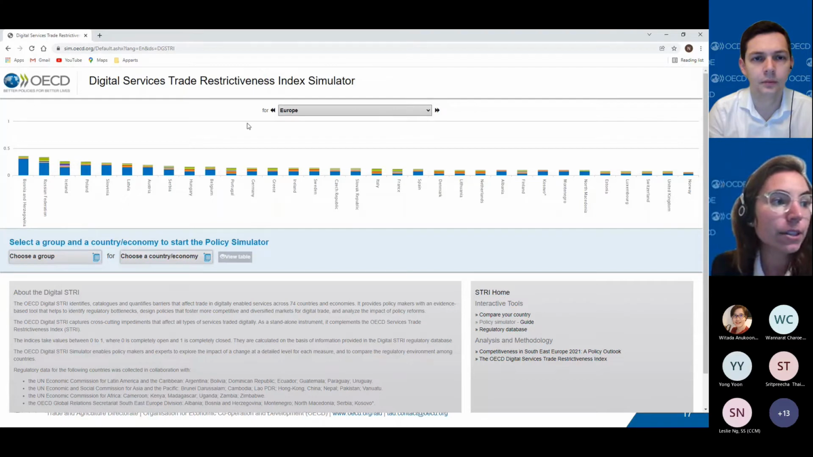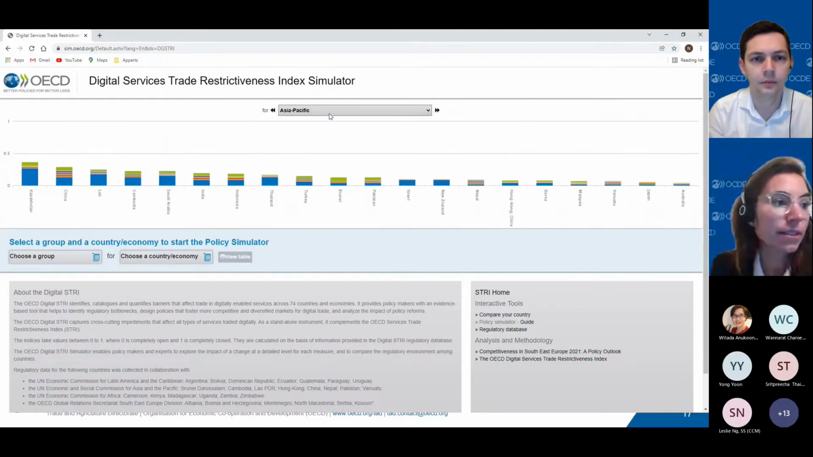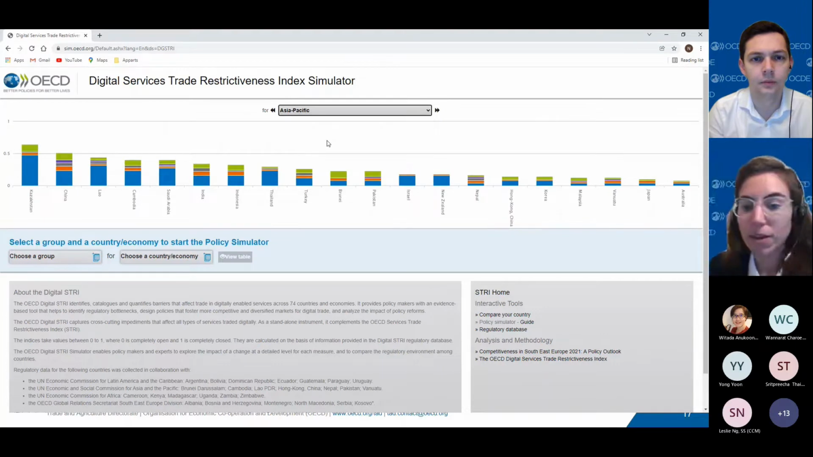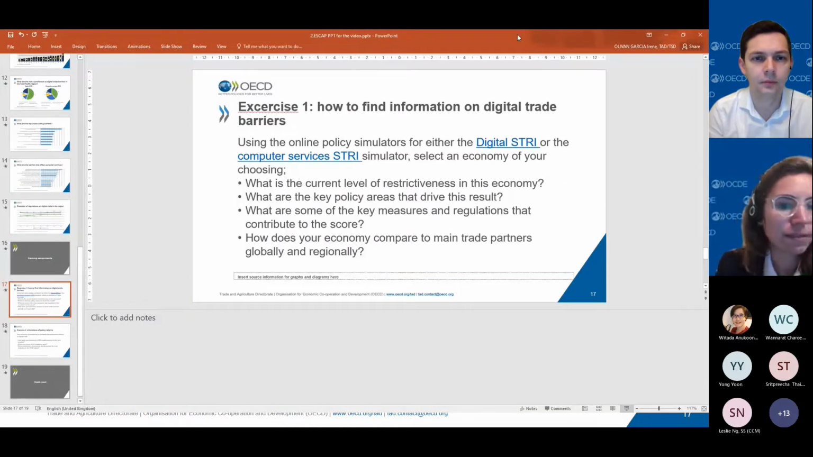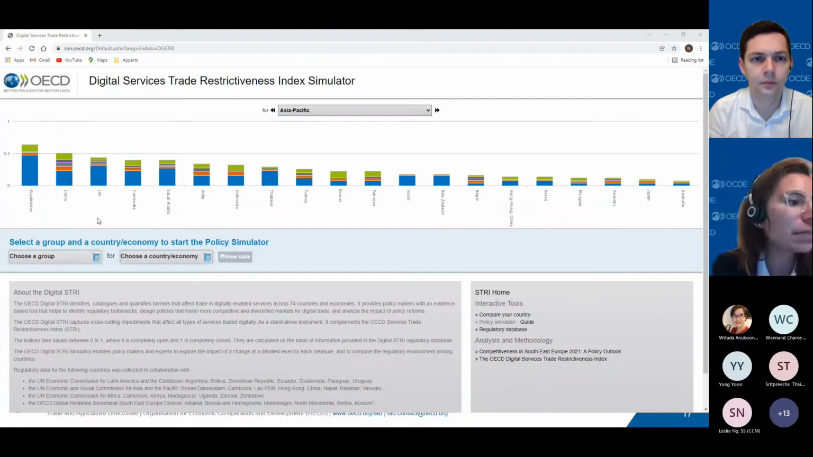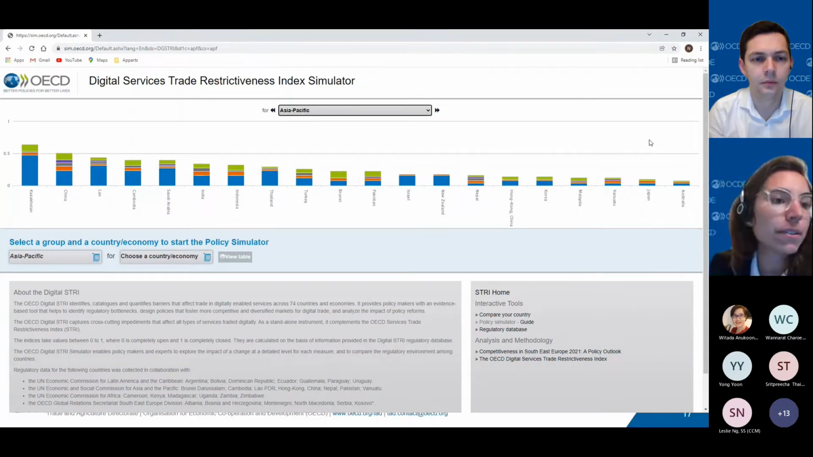Here we're going to choose Asia Pacific. As we were saying, we're going to choose Cambodia as a target country just for this exercise. As you see here, Cambodia is not a worst performing country, but it really has a high score. We're going to compare the score to other best performing countries, such as Australia or Japan.